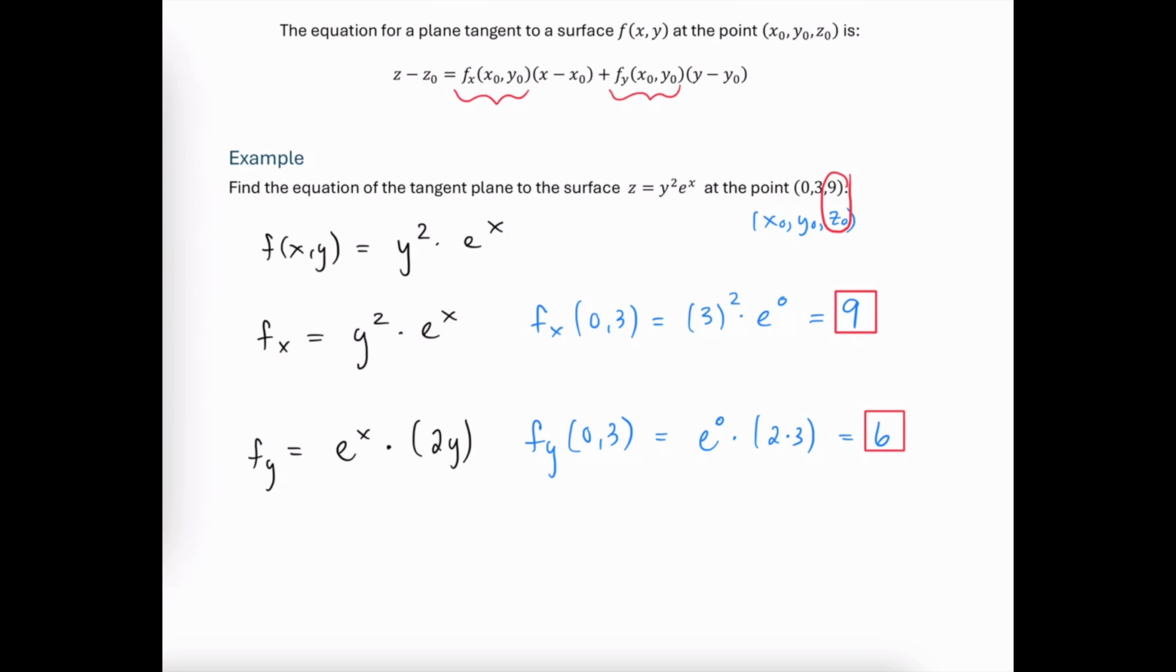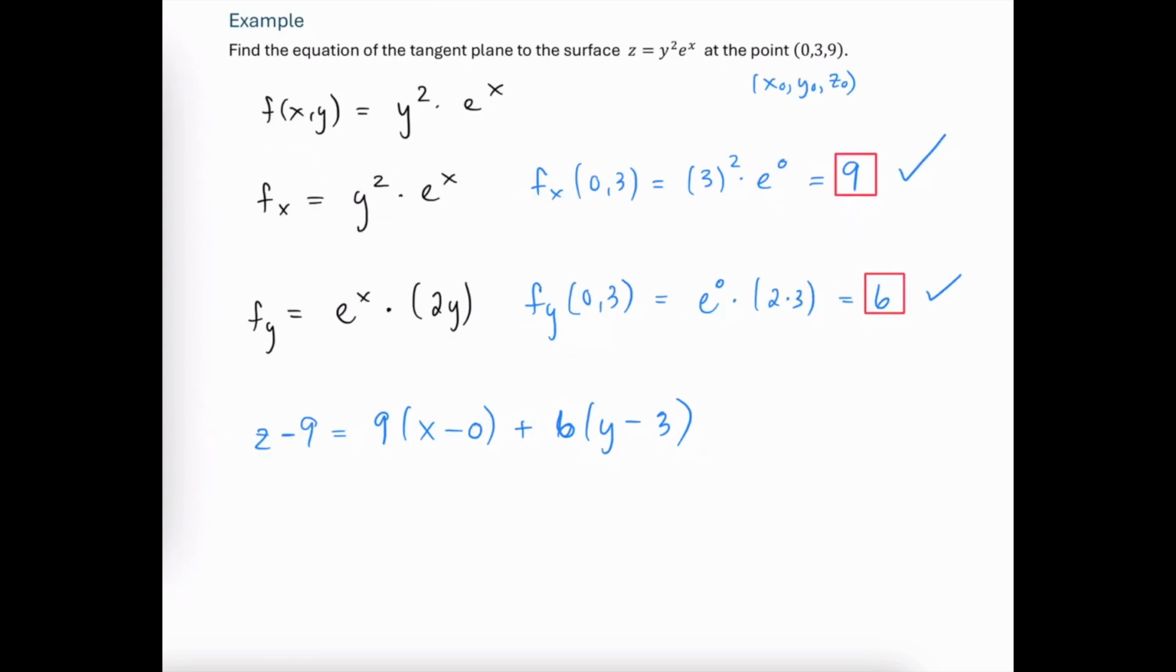So our tangent plane equation becomes z minus z naught, which is 9, equals that first partial with respect to x, which turned out to be 9. That's going to be multiplied by x minus x naught, which is 0, plus 6, the first partial with respect to y, times y minus y naught, and y naught was 3, the y value of our ordered triple. And so let's do a little better with our simplifying this time. We now have z minus 9 is equal to 9x plus 6y minus 18.